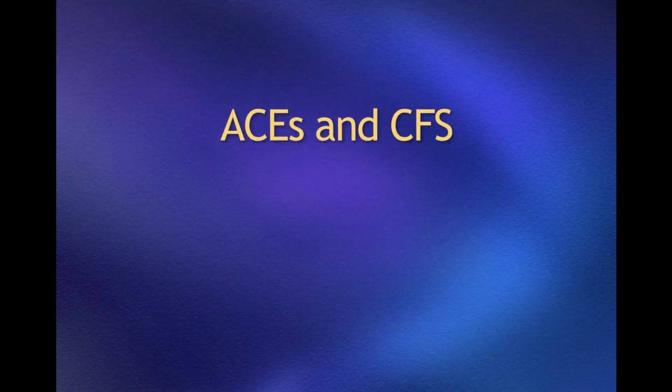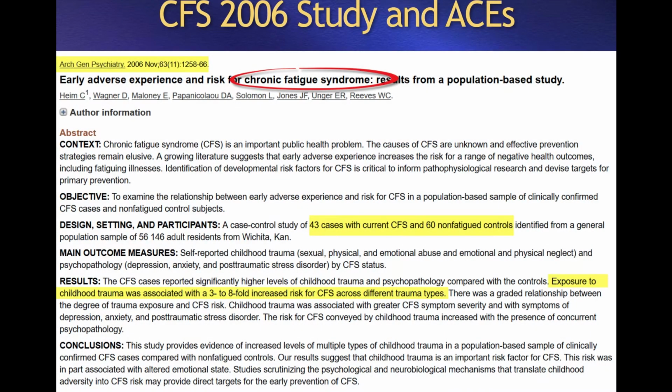So let's dig into a little bit more about ACEs and CFS specifically. This first study, looking directly at chronic fatigue and early life stress, was done in 2006. They started out with just 46 cases and 60 non-fatigue controls. At that stage it's quite a small study, but it was published in a mainstream PubMed journal, and it found a 3 to 8-fold increased risk of CFS across different types of trauma experienced in childhood. So that was a significant finding.